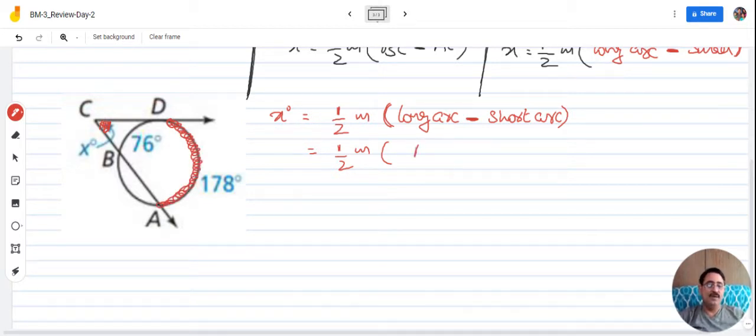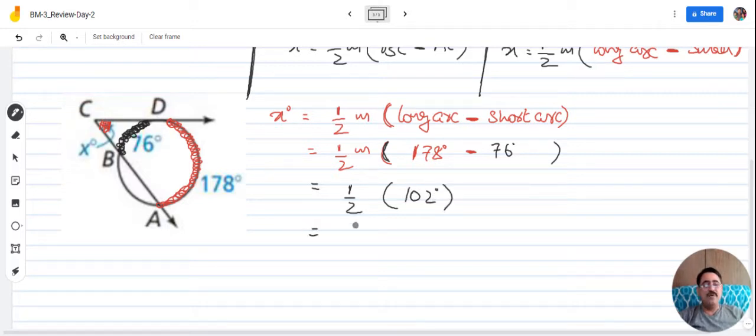178, right? 178 subtract, and the short one is, I see that this is 76, right? So 76 degrees subtract. So half of, when you take away 76, you should get 102 degrees. So half of 102, that is 51 degrees. That's the measure of angle x. Okay, so really quick, let's jump to the next question.